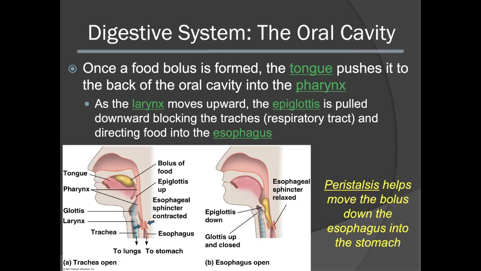Once a food bolus is formed, the tongue will help to physically push it to the back of the oral cavity so that the food bolus can enter into the pharynx. As the larynx moves upwards, a structure called the epiglottis is pulled downwards, which blocks the trachea, or the opening to the respiratory tract. This will help to direct the food into the esophagus. Peristalsis will help to move the bolus down the esophagus and into the stomach. The forces of peristalsis are so strong that even if you are upside down, it will still push the food bolus into the stomach.